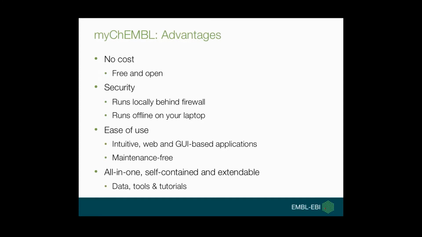So what are the advantages of using myChEMBL as a way to access ChEMBL data? First of all, all the resources that we provide are free and open, so there is no cost, and that's because myChEMBL uses only open source and free libraries. Secondly, it's the security. myChEMBL runs locally behind your firewall, so you can access it offline, even via your laptop, on a train, on a plane, etc. And that's very convenient for people who are hesitant to use web services and send queries over the internet.